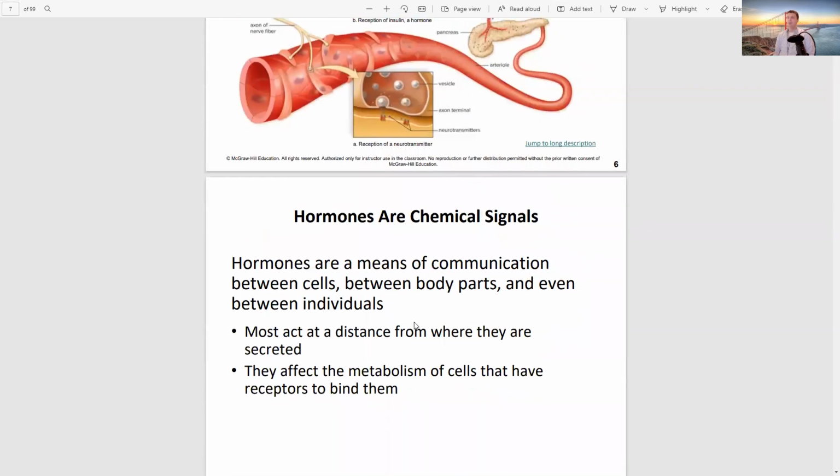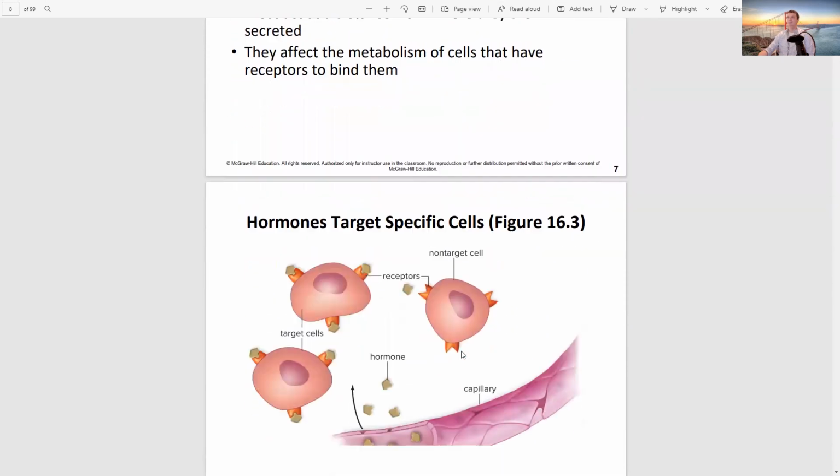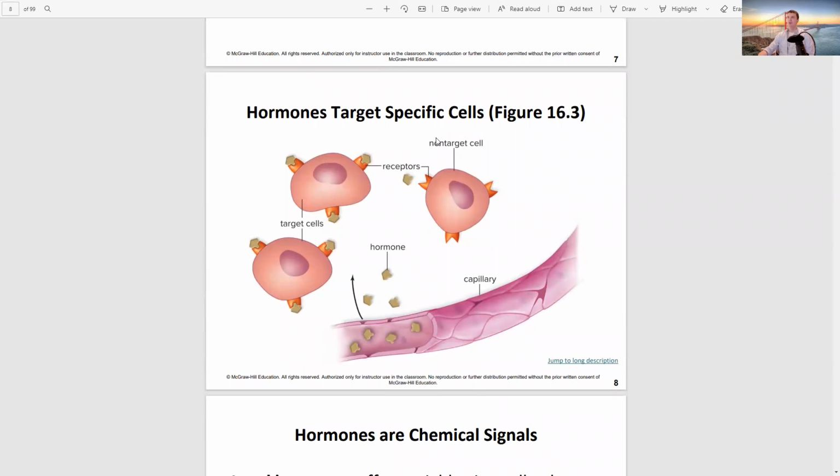So hormones are chemical signals. Hormones are a means of communication between cells, between body parts, and even between individuals. Most act at a distance from where they are secreted, and they affect the metabolism of cells that have receptors to bind them. So hormones target specific cells.